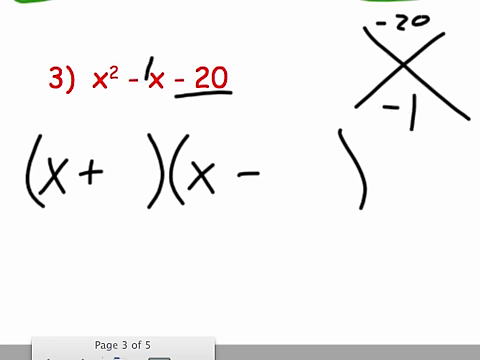And in this case, 5 times 4, but which one's going to be negative? We need that 5 to be negative, don't we? So minus 5, positive 4. I went through that kind of quick. I just want to get to this last one here.